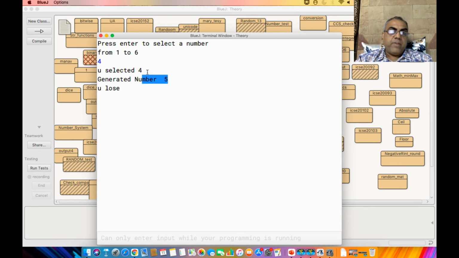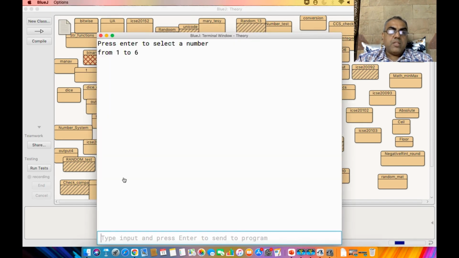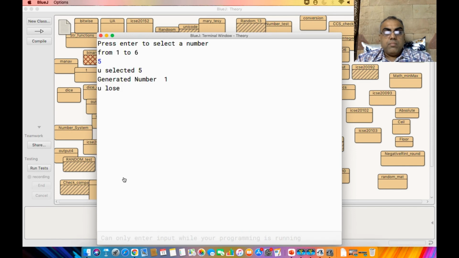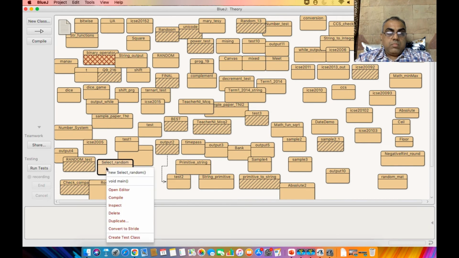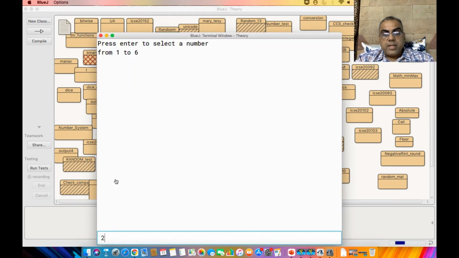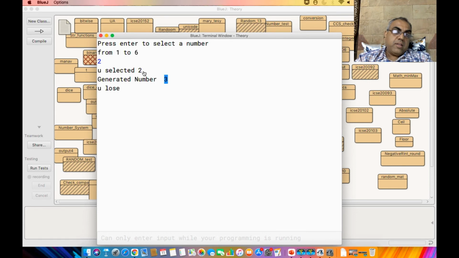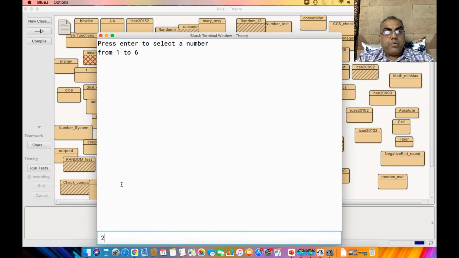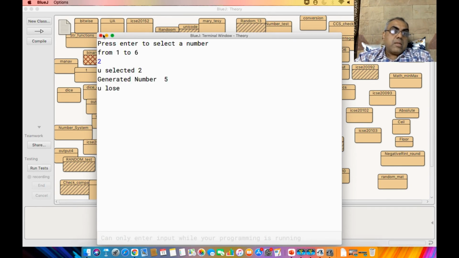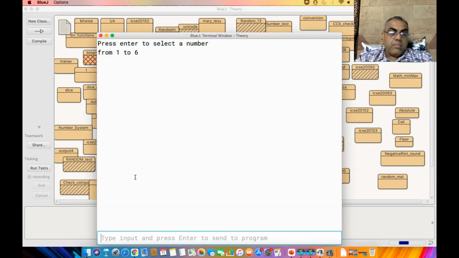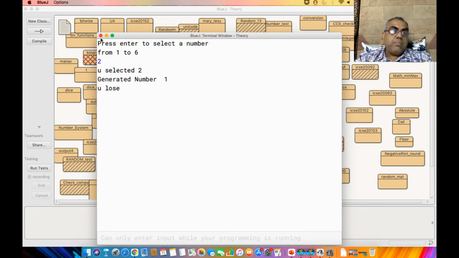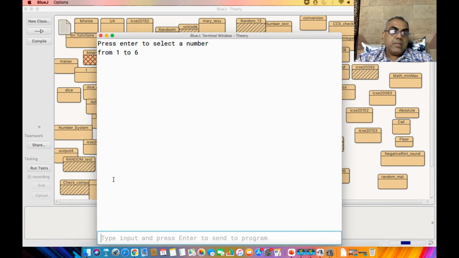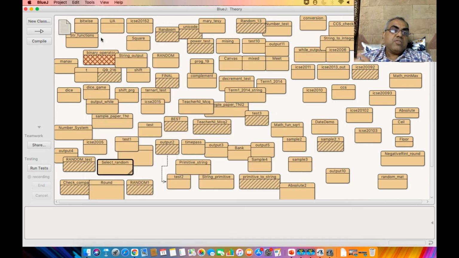So computer has generated 5, I have selected 4, the answer is false, so I lost. Again I run this program and I say okay, 5. This time computer has generated 1, I have taken 5, again I lose. Again I take a number, let's say I take 2. Computer has generated 3, I still lose. It's not that computer is purposely choosing, it's just that computer has randomly selected a number, alright, and it's not matching with my number. So if I keep on taking 2, at some point of time I will be right. Still not right. So someday we can try.